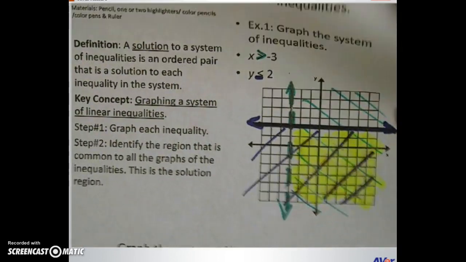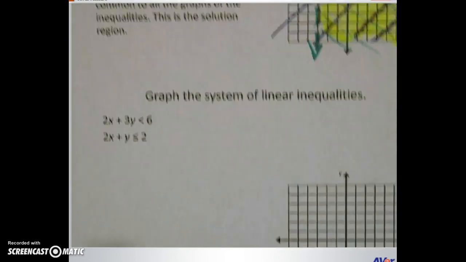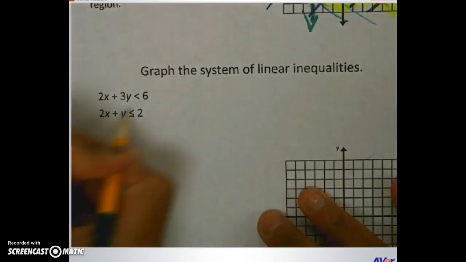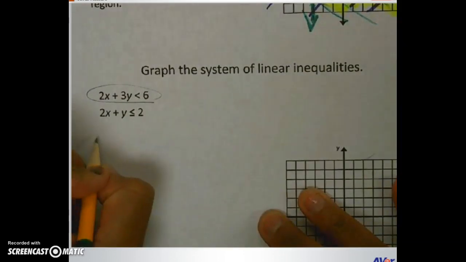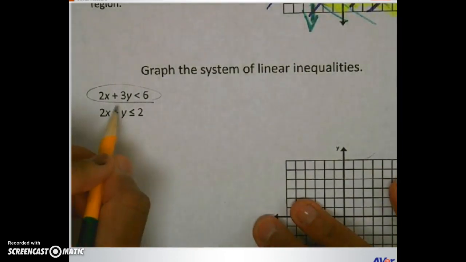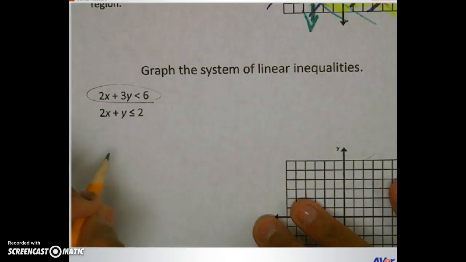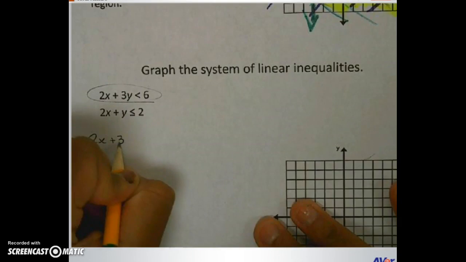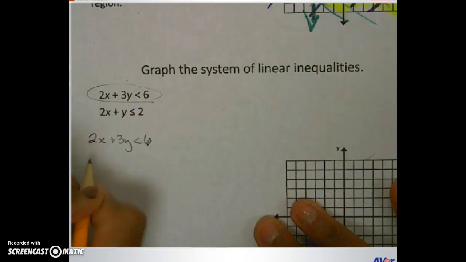That was with a vertical and a horizontal line. Let's try some that are a little bit more nifty. The first thing I need to do when I'm graphing, I'll start with this one, is isolate the y. So I'm going to go for slope-intercept form. You could find the intercepts, but I think the shading part gets a little more complicated if you do that. Not that you can't, it's just I wouldn't.